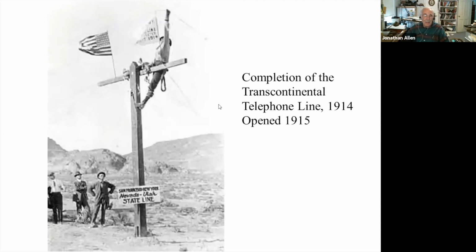And here we have the completion of the transcontinental telephone line at the Nevada-Utah border, with a line coming in from the west and a line coming in from the east, spliced together by that brave fellow up the pole with his climbing spikes. And the witnesses are standing on the ground cheering for him, and he's got a flag flying and all that kind of stuff. The event is somewhat reminiscent of the driving of the Golden Spike for the Transcontinental Railroad decades earlier, which was also a great engineering achievement.